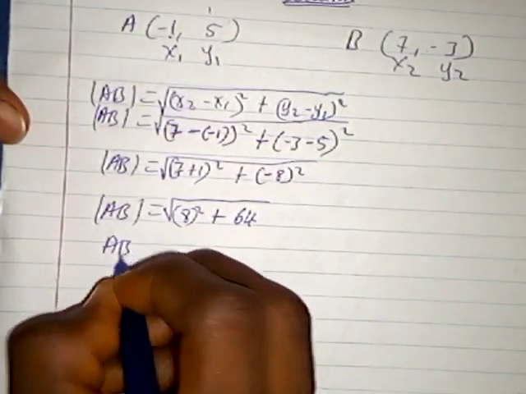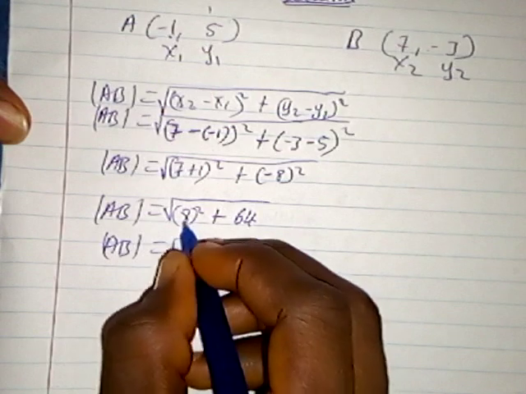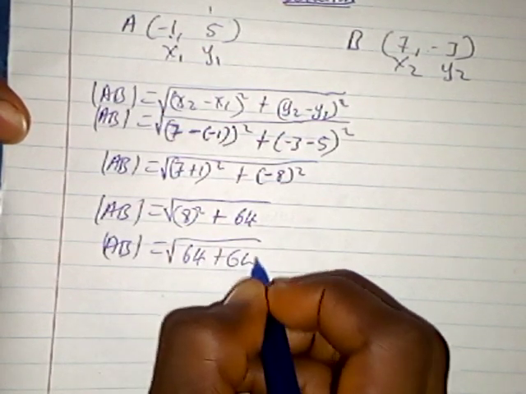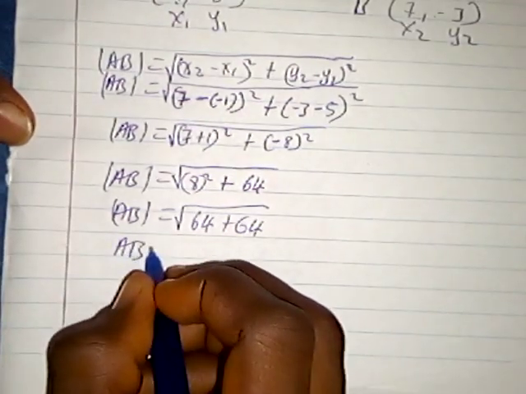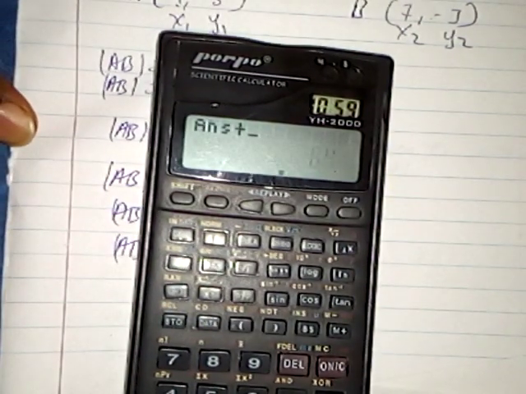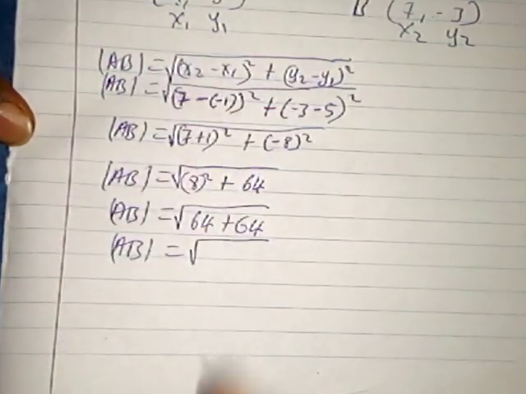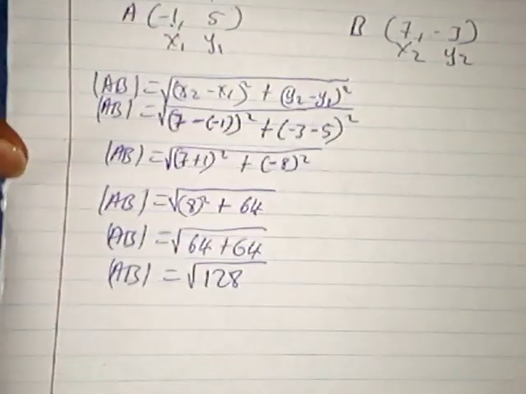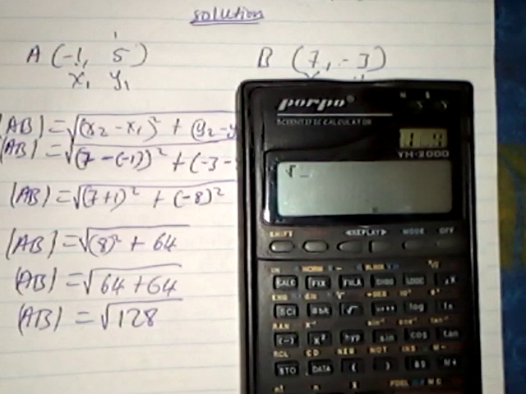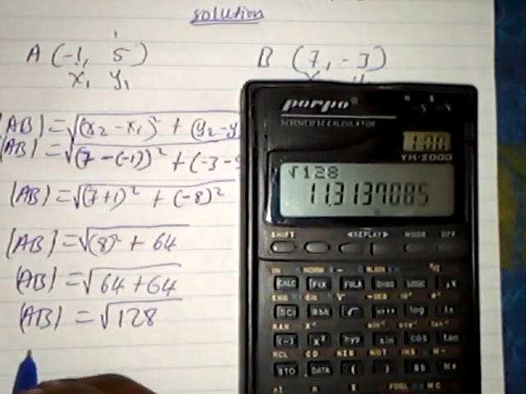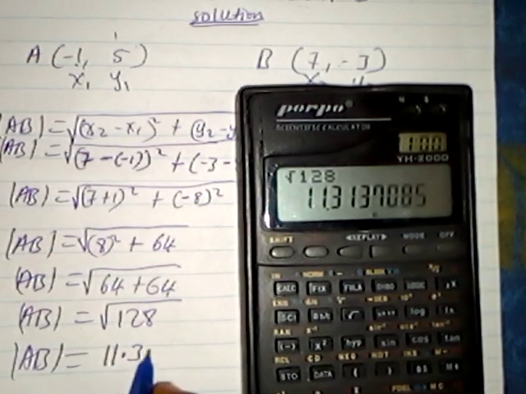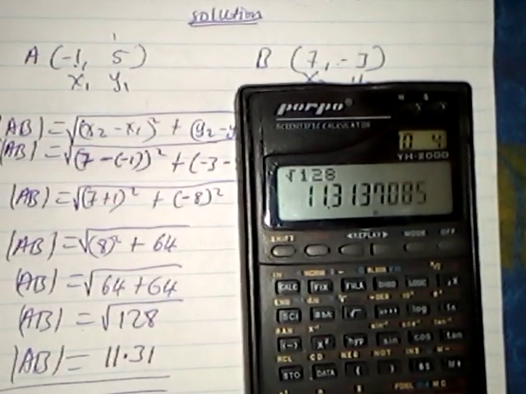So line AB is equal to the root of, yeah, but here again, 8 square is what? 64 plus 64. Do you see it? So AB, if you use your calculator, right? 64 plus 64 gives you 128. You get it? Now let's see. You take the square root of 128. Line AB is equal to the square root of 128, which is 11.31, right? Good. So this is your answer.